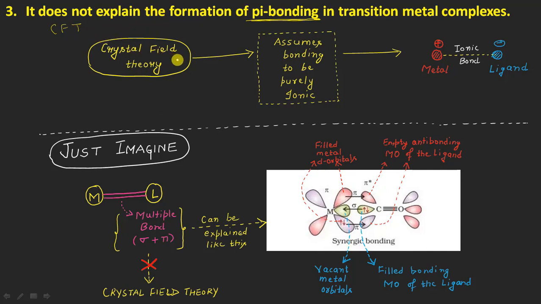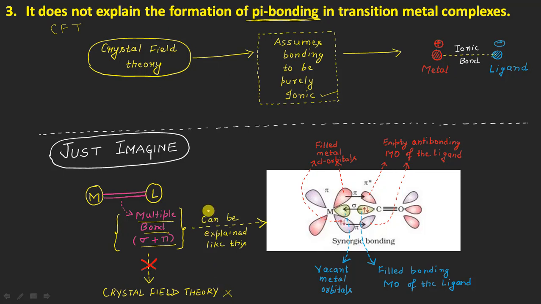Okay, now what the crystal field theory says is that it assumes that bonding is purely ionic in nature, such that the metal has a positive charge, the ligands have a negative charge, and there are purely electrostatic interactions. So if you imagine some metal complex here in which there is a double bond between the metal and the ligand, what is this double bond made up of actually? This is a type of multiple bond, which is made up of sigma and pi bond, of course, and the formation of this bond can never be explained on the basis of crystal field theory, which assumes the bonding to be purely ionic, right?